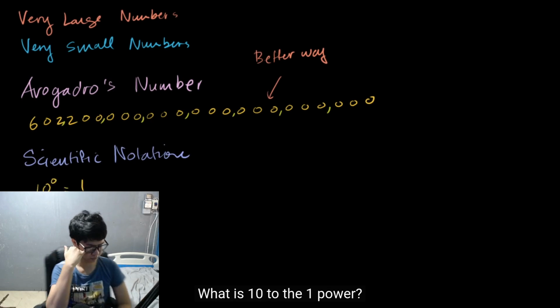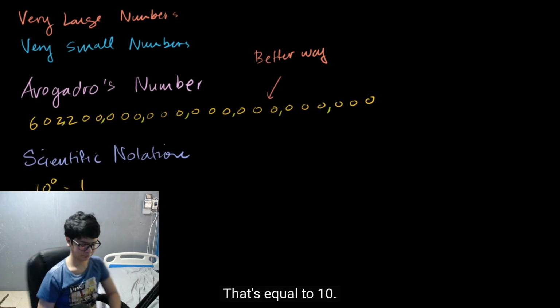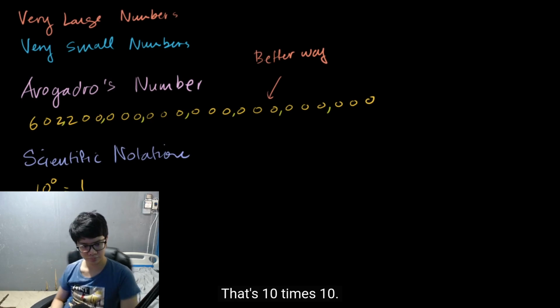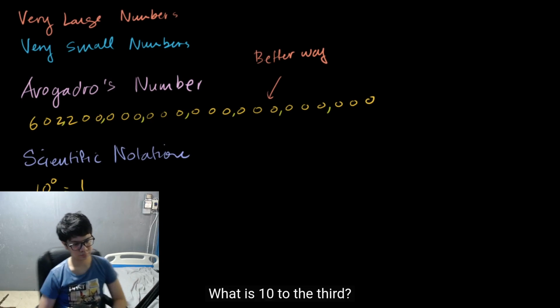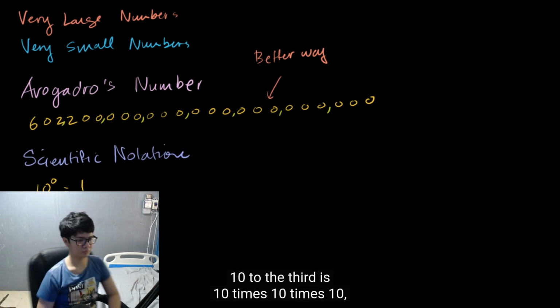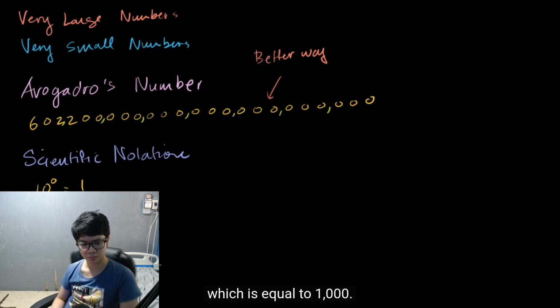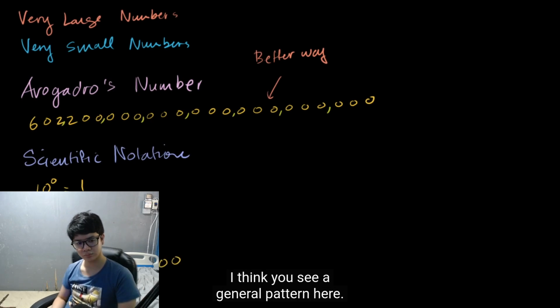What is 10 to the 1 power? 10. What's 10 squared? That's 10 times 10, which is 100. What is 10 to the third? 10 to the third is 10 times 10 times 10, which is equal to 1,000. I think you see a general pattern here.